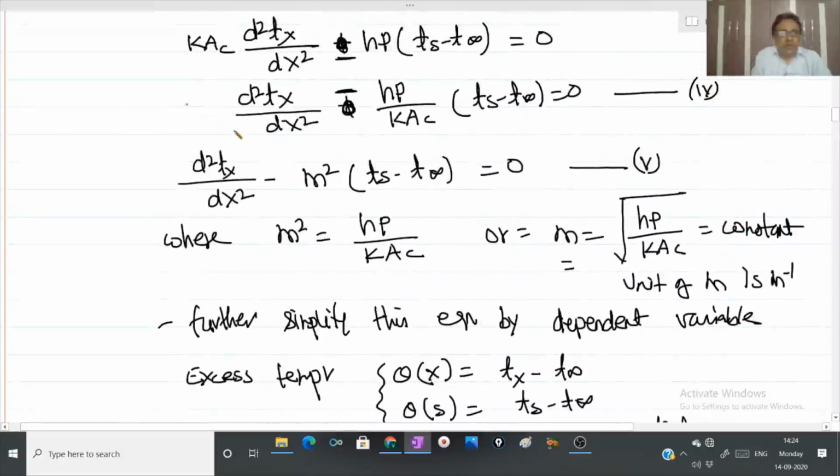Equation number 4, that is d squared T(x) over dx squared minus hP over kAc into (Ts minus T infinity) is equal to 0. I can also simplify this equation as d squared T(x) over dx squared minus m squared (Ts minus T infinity), where m is called the fin constant, represented by square root of hP over kAc, and its unit is per meter.